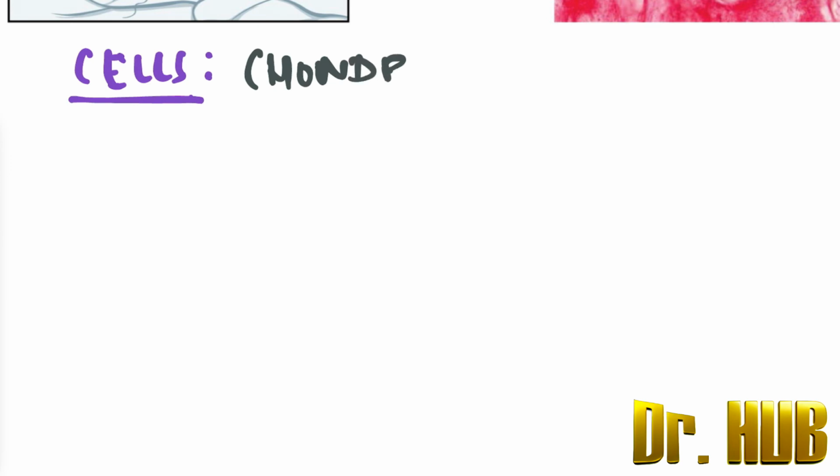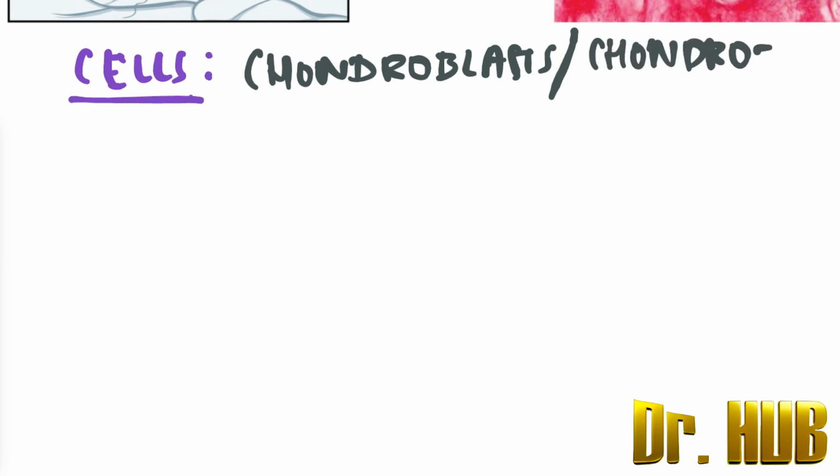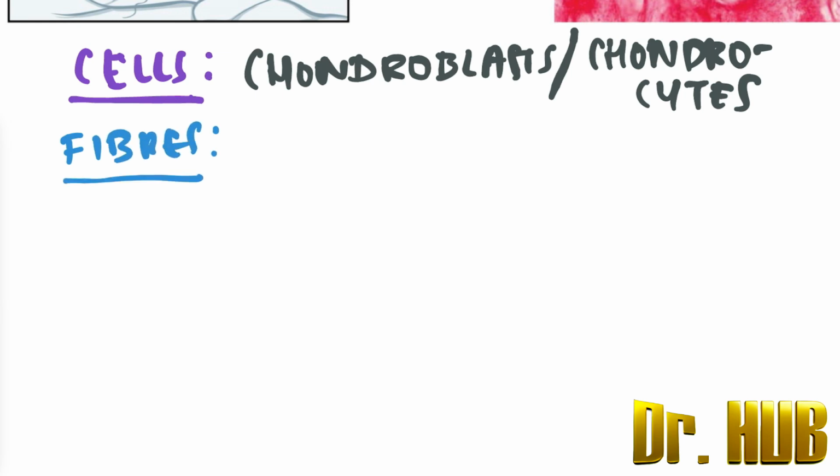Now, what are the cells which are present in the hyaline cartilage? The cells present include the chondroblast as well as the chondrocytes. So what about the fibers? There is presence of the thin collagen.